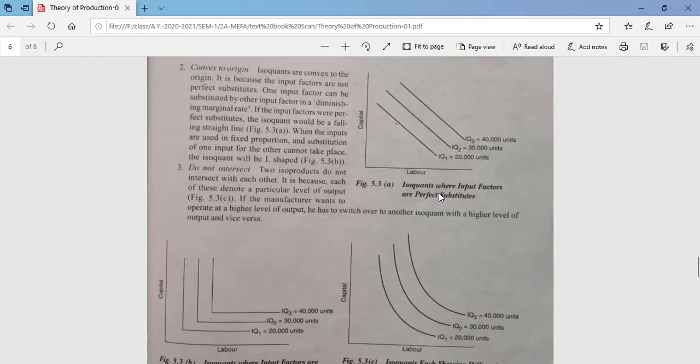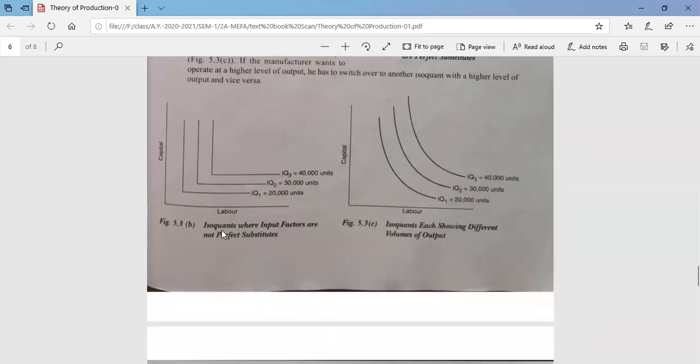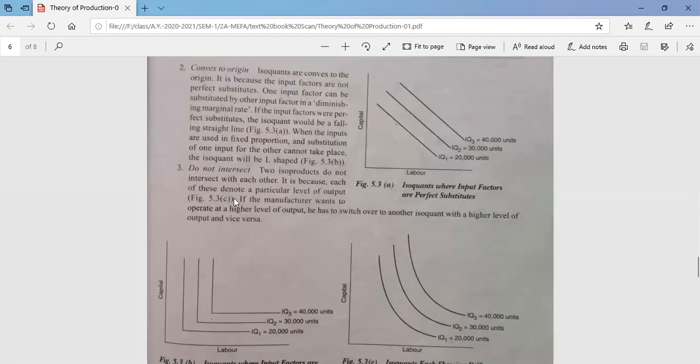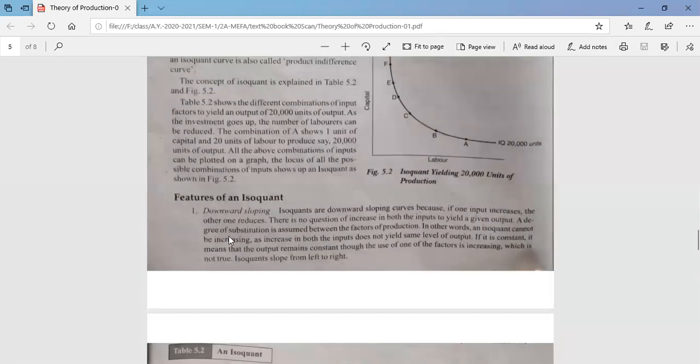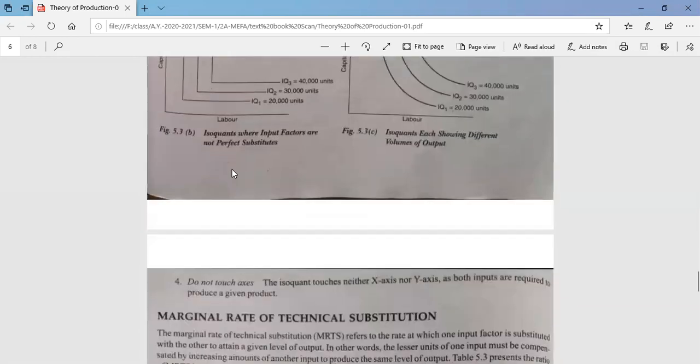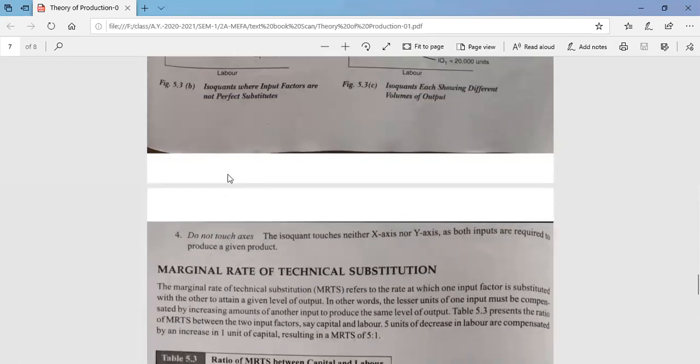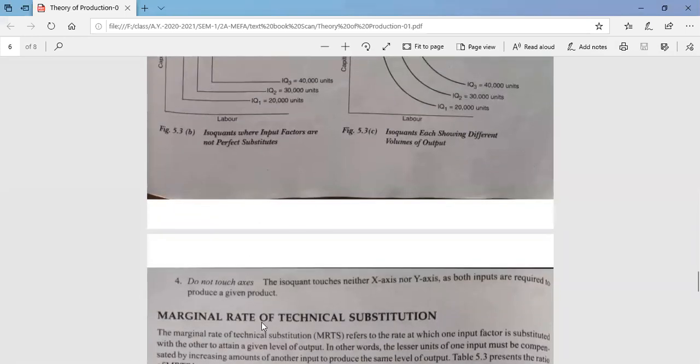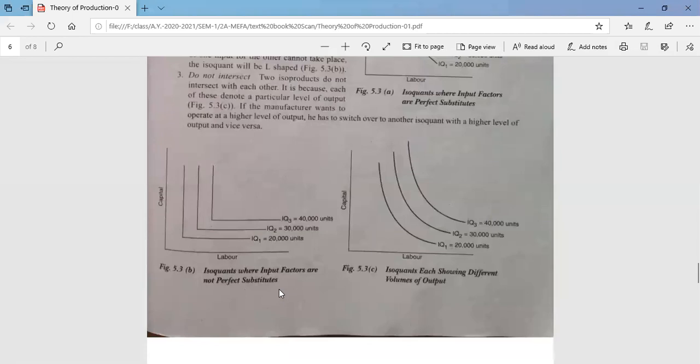Here we have mentioned isoquants where input factors are perfect substitutes, and isoquants where input factors are not perfect substitutes. Isoquant means same quantity. Iso means equal, quant means quantity. So they should not touch the axis. You have to see what it means when they do not intersect.